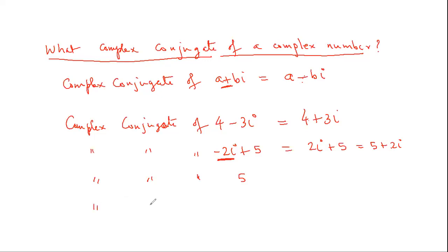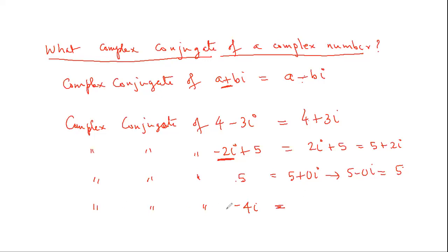What is the complex conjugate of 5? 5 is nothing but 5 plus 0i. The complex conjugate is 5 minus 0i, which is the same as 5. So there is no change at all. If it's a real number, like 2 or 4, its complex conjugate is the same number.